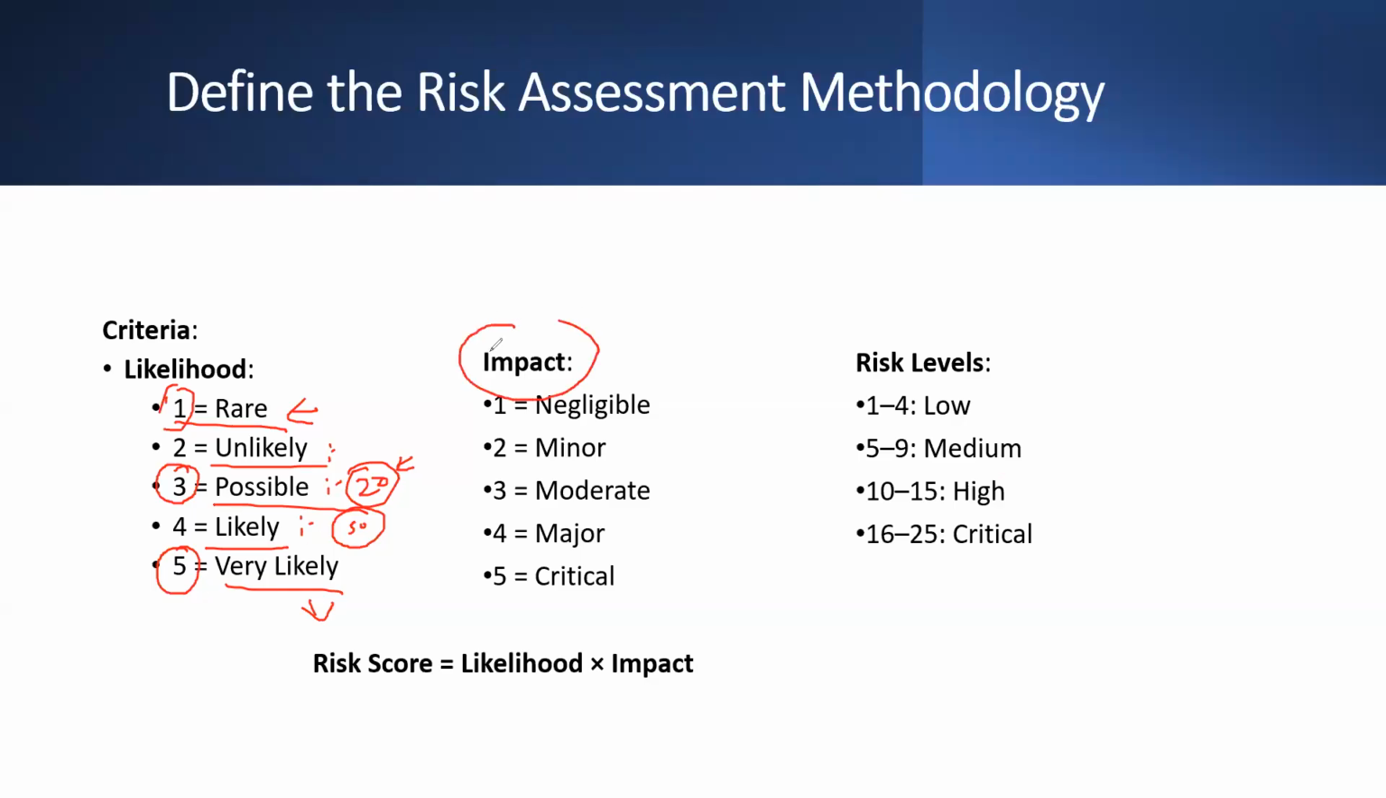Now what the impact criteria is saying: negligible, minor, moderate, major, or critical. Negligible means the consequences are minimal. But we are not saying that we are not going to notice it. We will be noticing it, but the consequences are very minimal. So at that time, we will keep it as negligible. Then we have the minor. Minor means the consequences are there, but the effect is very small. You can say it like that.